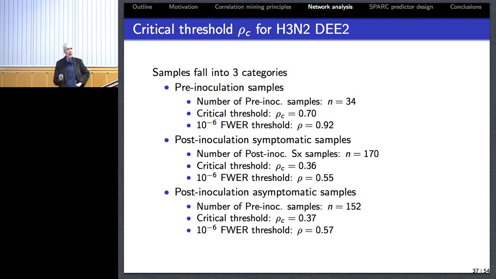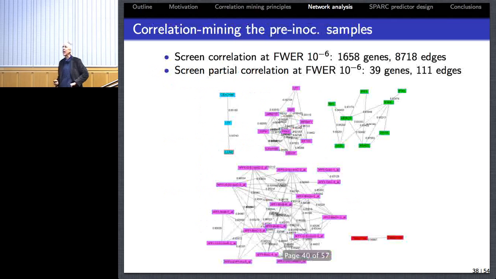So anything you find that's less than 0.7 in sample correlation is completely unreliable. And if you want a 10 to the minus 6 family-wise error rate threshold, then you have to raise that to 0.92. Right? And so I'm only going to focus on the pre-inoculation samples just to give you a taste of what we can do.